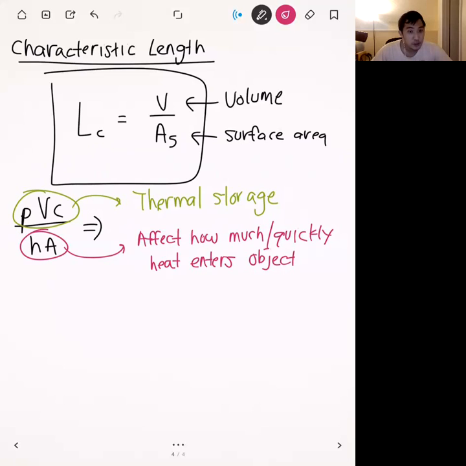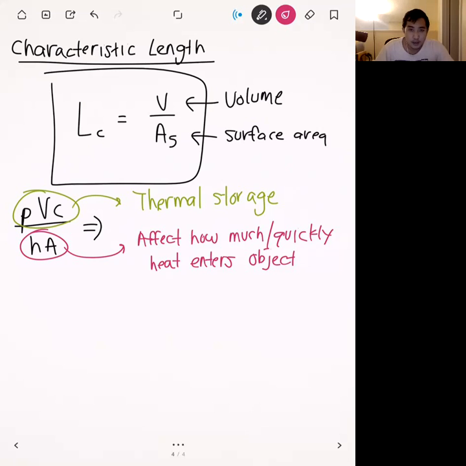And so if we look at each of them individually, first we have h, the convection coefficient, and A, the surface area, right? If you increase the convection coefficient, that increases the rate at which the fluid is able to transfer heat to our object, right? And for A, the surface area, the more surface area we have on our object, the easier it is for convection heat transfer to occur, okay? All right. I wanted to go over those terms because they show up together in our expressions, okay?